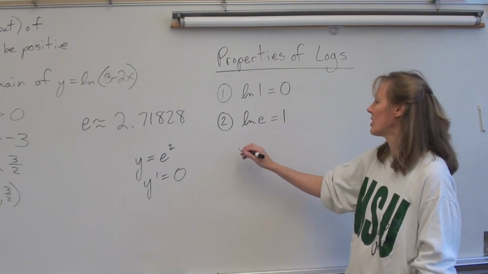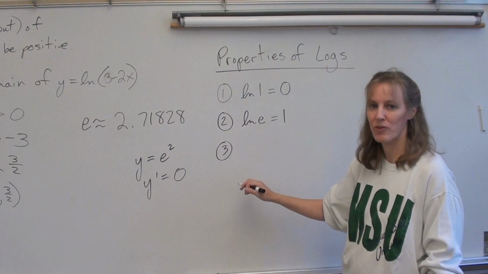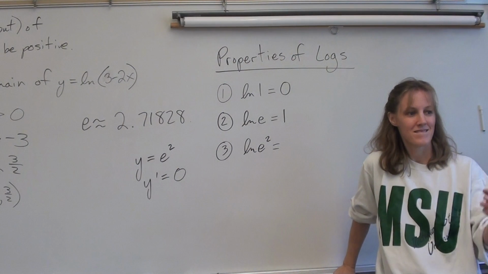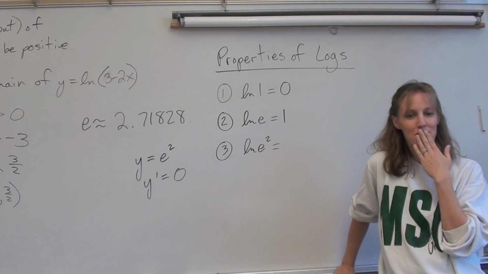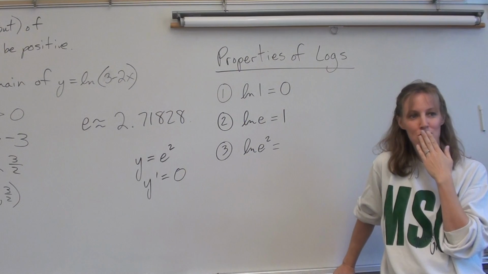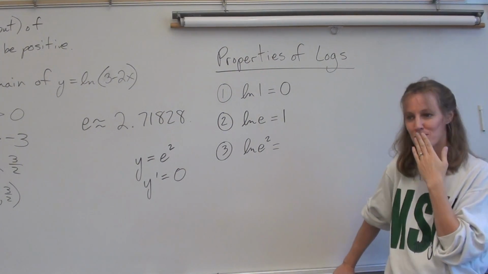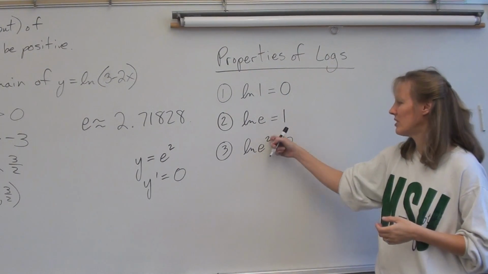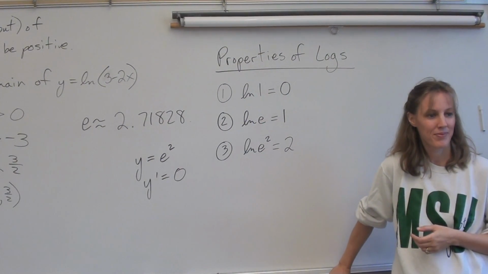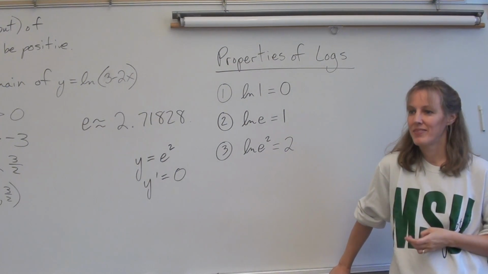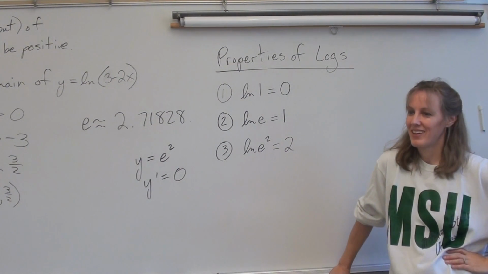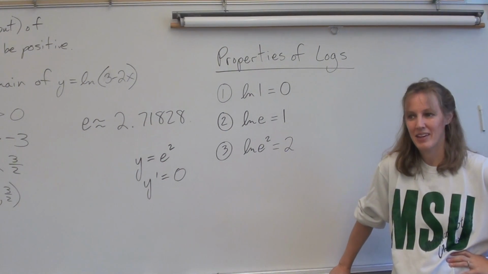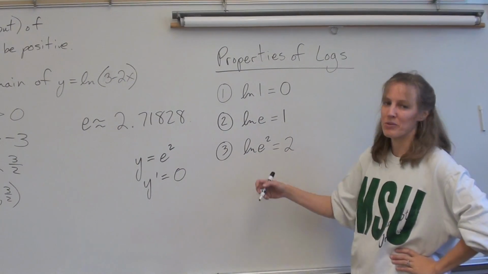Can I trick you? This isn't really a property, but let's do it just for fun. What's the natural log of e squared? It's 2. Just 2. What about ln of e cubed? What do you think that would be? 3. You're right. You only asked the question that you already knew. All right, so anyway, this isn't really a property, it's just for fun.